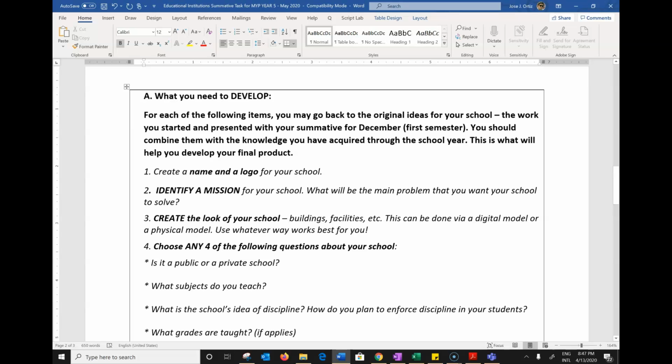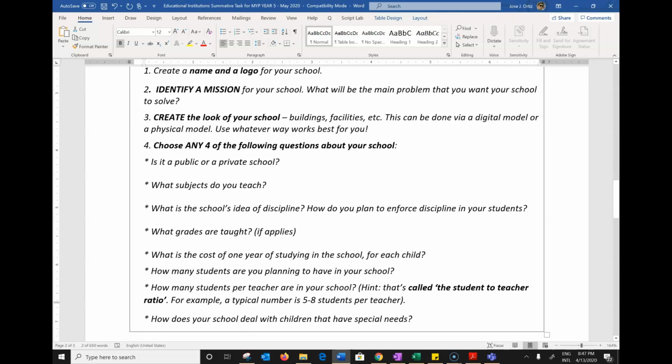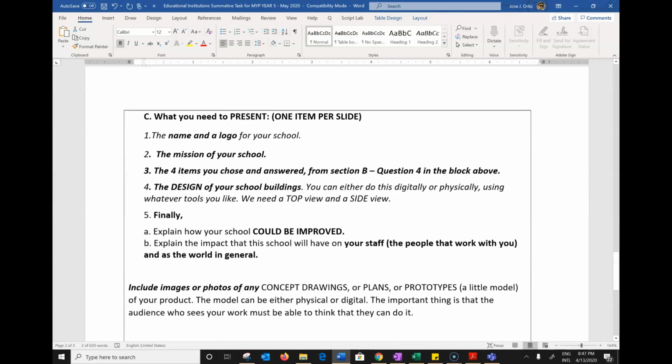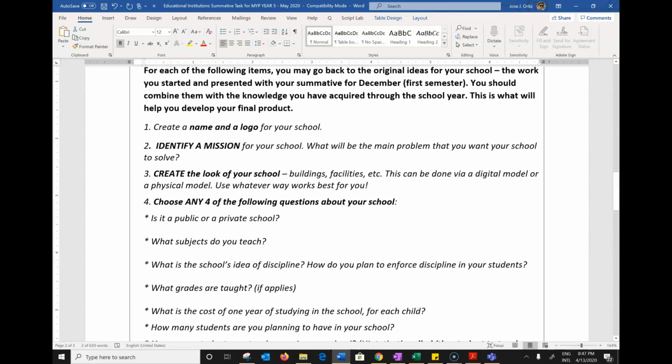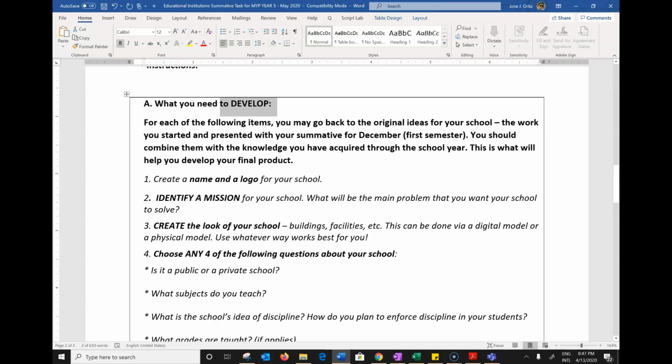So you have two blocks. The block where I talk to you about what you need to develop, and the block where I talk to you about what you need to present. The first thing you need to develop is the name and logo for your school, or school shield. Number two, you need to identify a mission for your school.